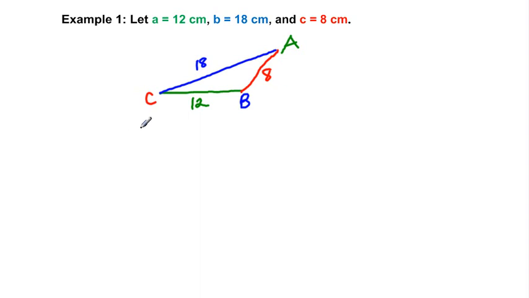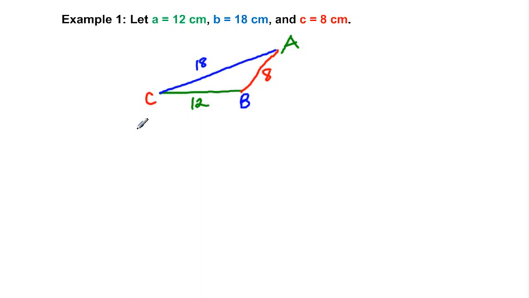This example is to solve the triangle when we know that side A is 12 centimeters, B is 18 centimeters, and C is 8 centimeters. So I've constructed a triangle here that represents the given situation. We need to solve it by finding the measure of angles A, B, and C.